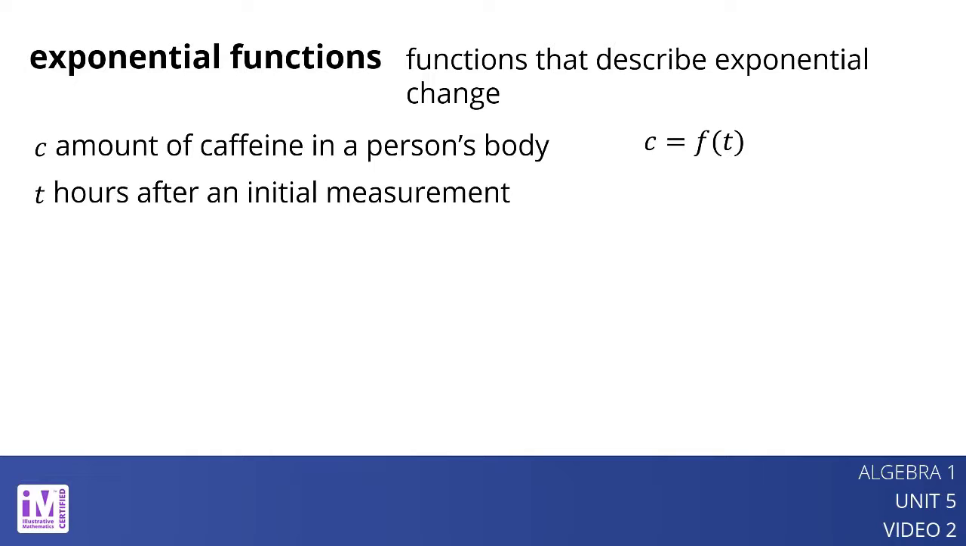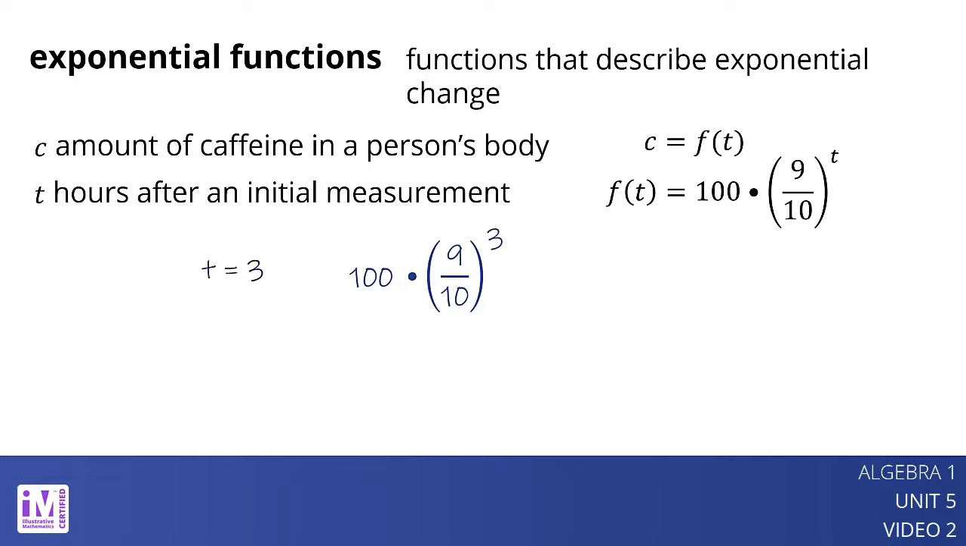If there is an initial measurement of 100 milligrams, we can use function notation to model the change in caffeine levels. f of t equals 100 times 9/10 to the t. We can use this function to analyze the amount of caffeine. For example, when t is 3, the amount of caffeine in the body is 100 times 9/10 to the third, or 100 times 729 over 1,000, which is 72.9. The statement f of 3 equals 72.9 means that 72.9 milligrams of caffeine are present 3 hours after the initial measurement.